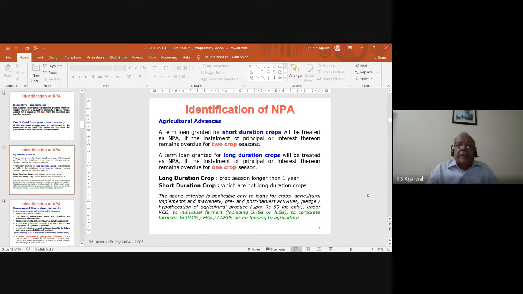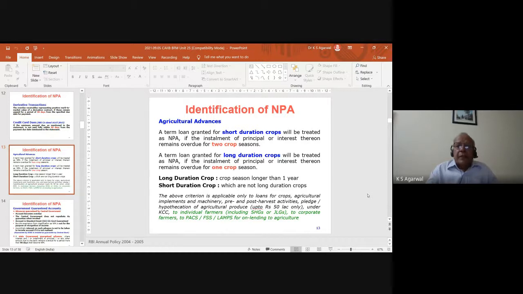As regards agricultural advances, friends, a term loan granted for short duration crops will be treated as NPA if the money remains overdue for 2 crop seasons. For long duration crops, if it is overdue for 1 crop season. Long duration crops are those where the crop season is longer than 1 year, from sowing to harvesting. The crops which are not long duration crops are all short duration crops.